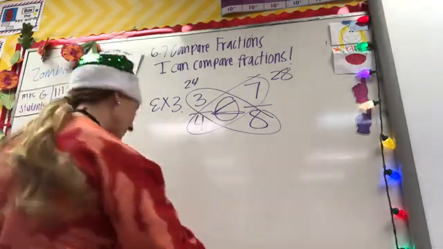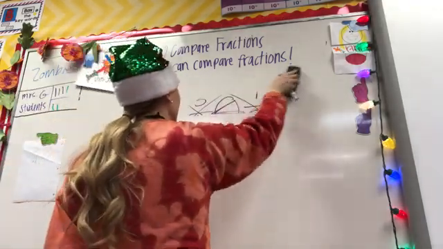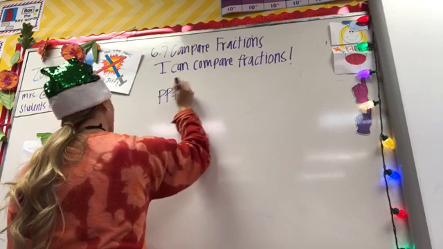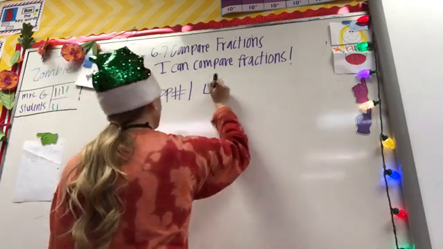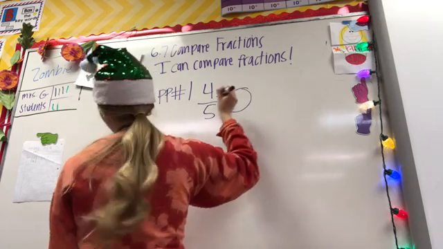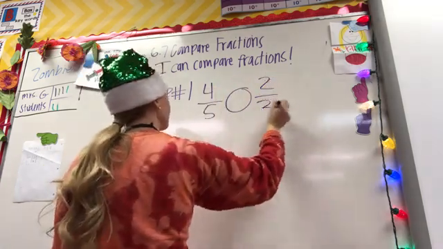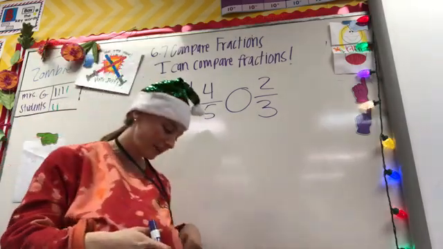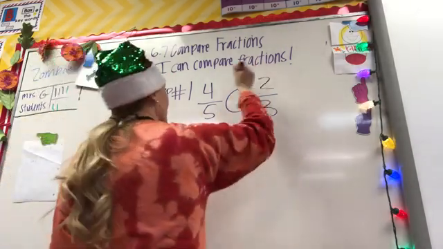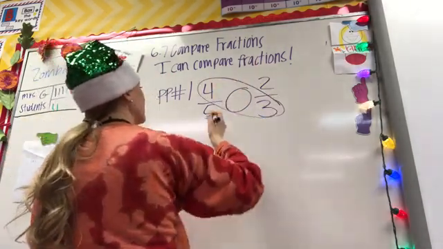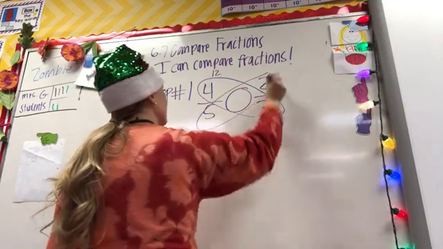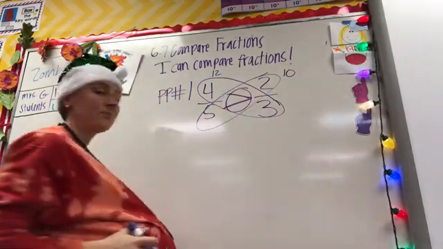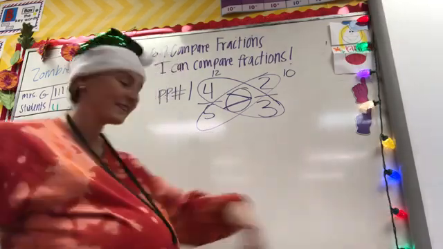Okay, here is pause problem number 1. Hopefully you are ready. We have 4/5 compared to 2/3. All right, pause it, give it a try, see if you can figure out which one is greater. I'm gonna keep going. All right, I'm gonna put my X, doesn't matter which way you did first. 4 times 3 is 12. 5 times 2 is 10. What's greater, 12 or 10? 12 is greater. So, if you got 4/5, you are correct.